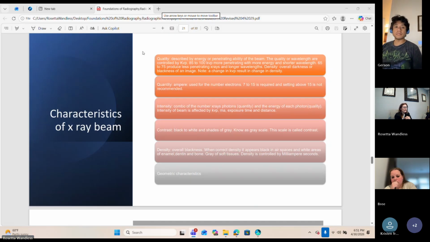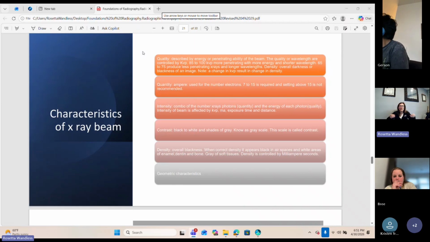Great. Now, 65 to 75 kVp produce less penetrating x-rays and longer wavelengths. You're like, well, why do we have our machines set up to that? Well, because believe it or not, we can filter out those long wavelengths, right? And get the penetrating power from there, but we don't have to amp it up and have a safety issue with it. It's like, what is the lowest amount possible.